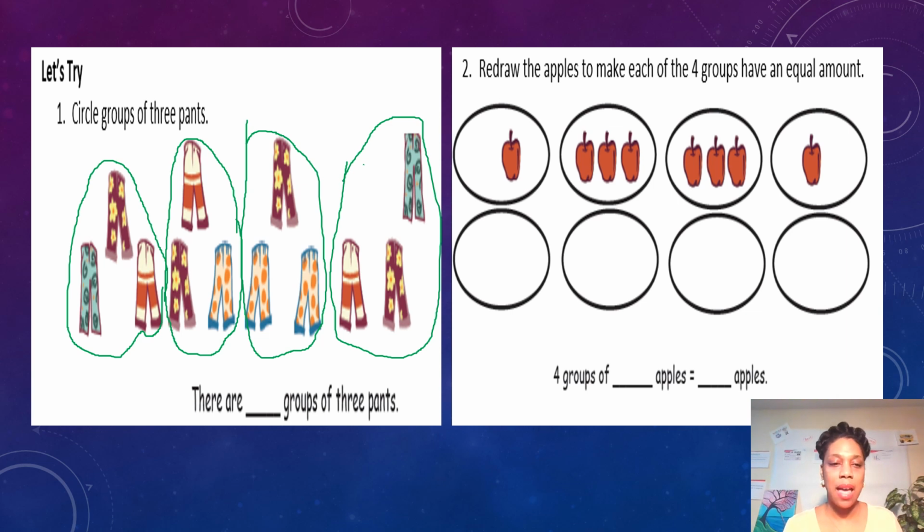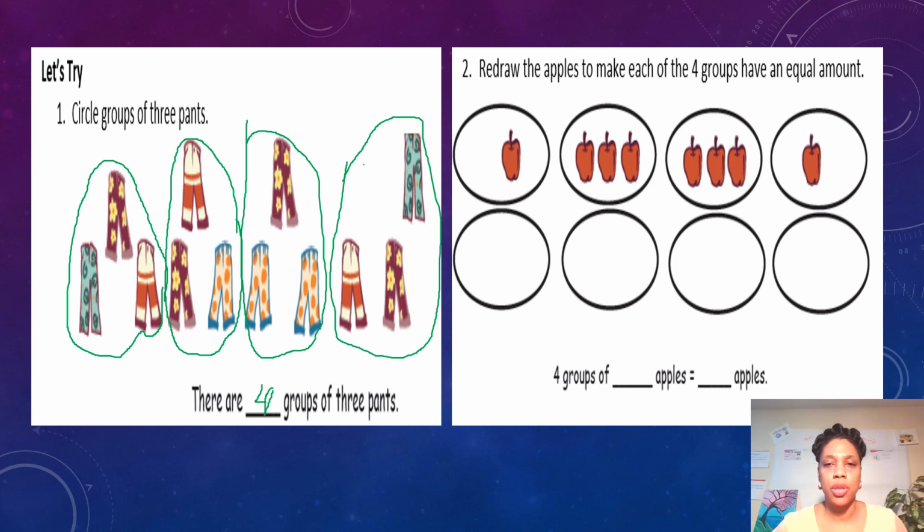So let's see how many groups I have. Group 1, Group 2, Group 3, Group 4. There are 4 groups of 3 pants. Now, let's go to problem number 2.